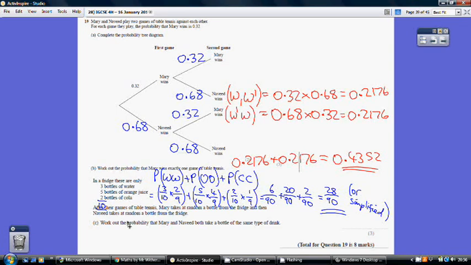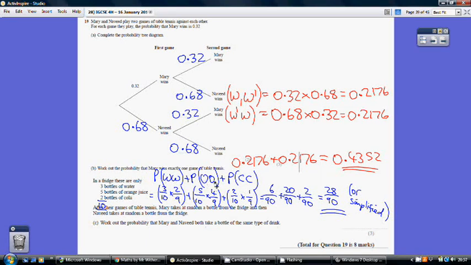Now for part C, we've got to work out the probability that Mary and Naveed both take a bottle of the same type of drink. So that could be water, water, orange, orange, or cola, cola. So if Mary takes a water, that's 3 out of 10. And then Naveed comes along to take one. Well, there's only 2 waters left, and there's only 9 bottles left, so his would then be 2 out of 9. So the chance of water, water is 3 over 10 times 2 over 9, which is 6 over 90.